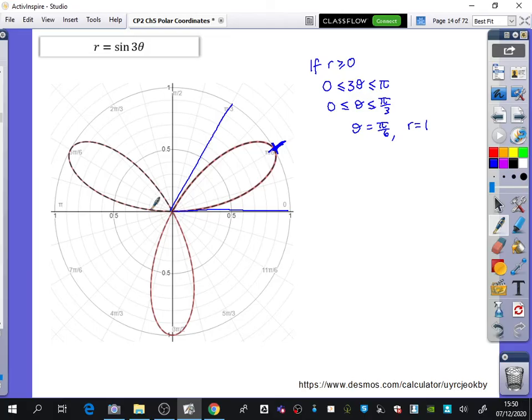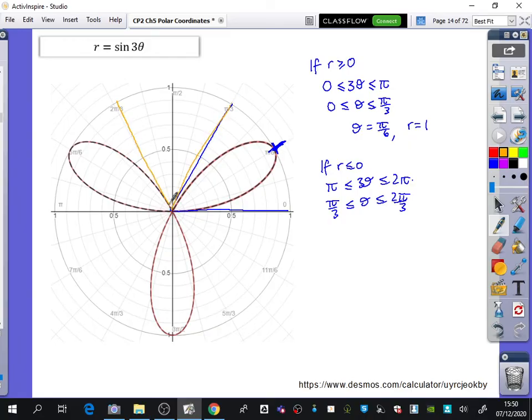Now let's just consider one of the negative bits. The most obvious negative bit, if r was less than or equal to 0, is when 3 theta is in between pi and 2 pi, which is going to be pi over 3 and 2 pi over 3. So pi over 3 and 2 pi over 3 is in between. Let's do this in an orange colour. Here is pi over 3.